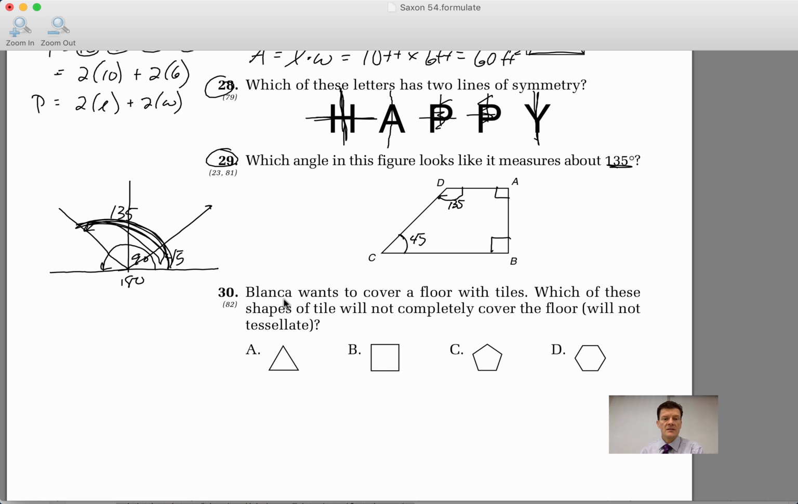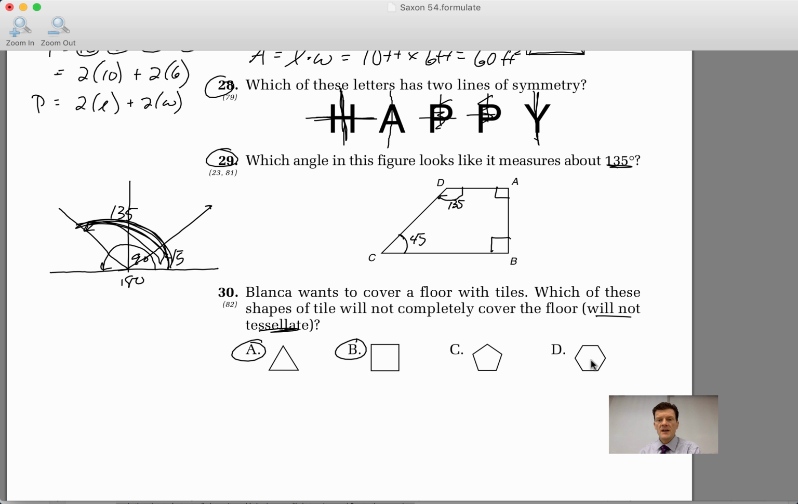Okay, and Blanca wants to cover a floor with tiles. Which of these shapes of tile will not completely cover the floor? Okay, it will not tessellate, doesn't repeat. So if you remember, you had certain shapes that do. So a triangle does, a square will.